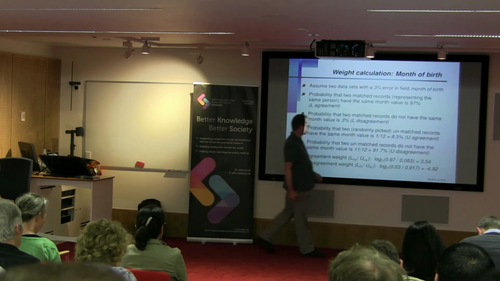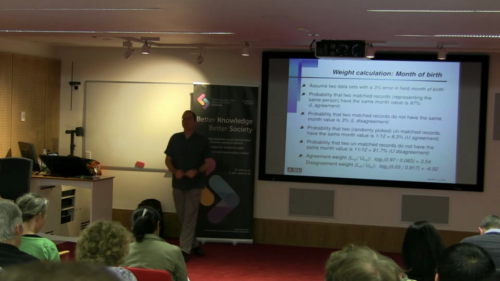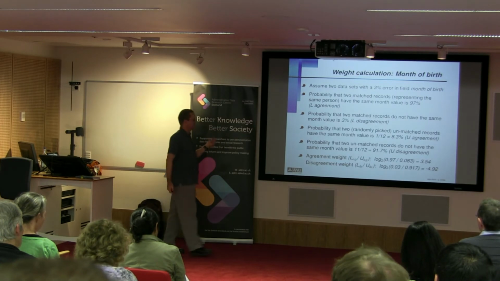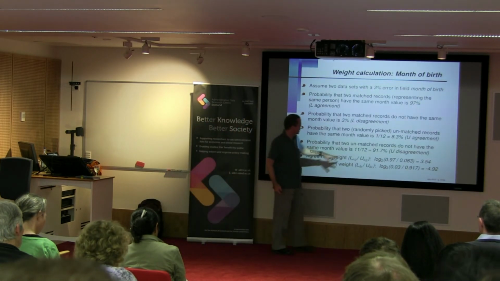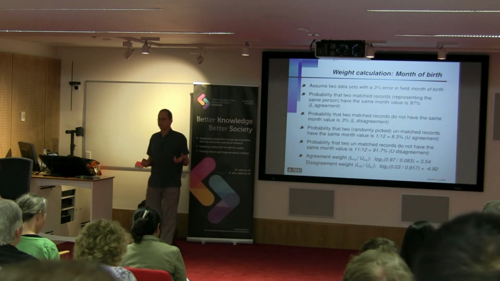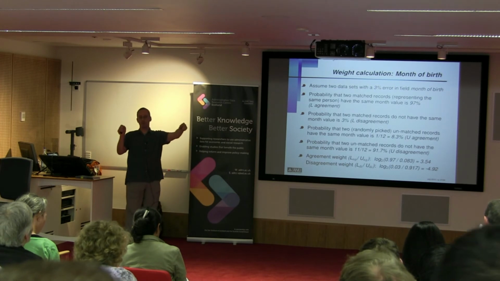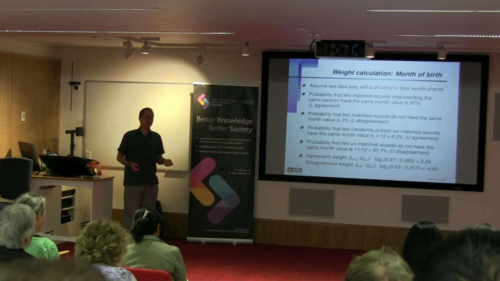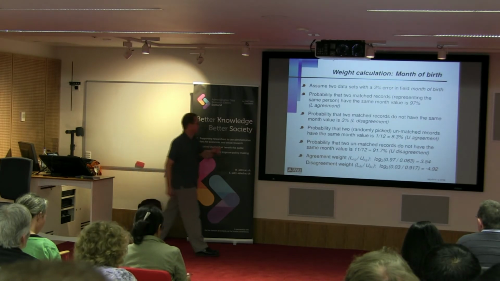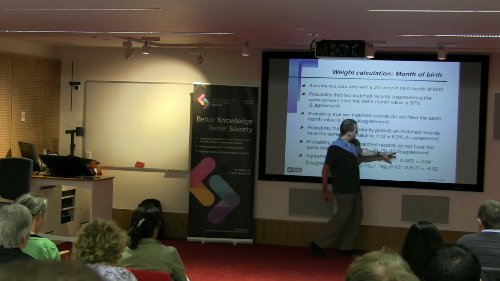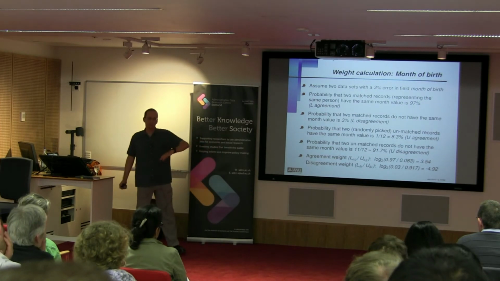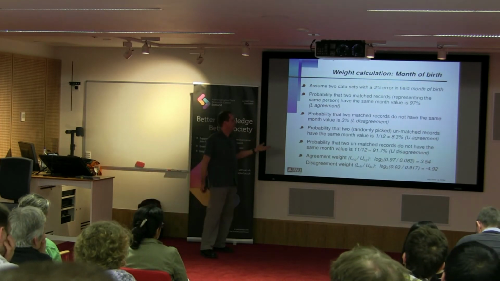It's 8.3%. The last probability is the likelihood that 2 records from different people have a different month of birth. That's of course 1 minus the 8.3%. That's 11 out of 12, which gives us 91.7%. So again, if I randomly ask 2 of you what's your month of birth, in 91.7% of the time you will give me different answers. Okay, and that's the unmatched disagreement. So now we have these 4 numbers: the link agreement, the link disagreement, the unmatched disagreement, and the unmatched agreement.